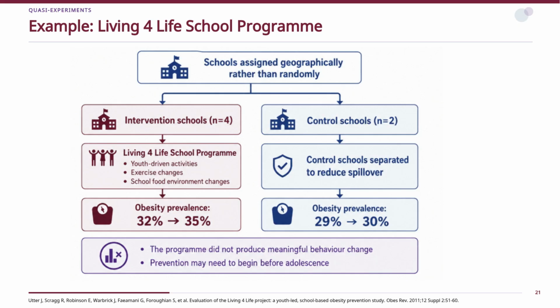The intervention included youth-led activities, exercise, changes to the school food environment, and other activities to encourage healthier behavior. The control schools were located away from the intervention schools to reduce spillover of the program. After 3 years, obesity prevalence increased from 32% to 35% in the intervention schools and from 29% to 30% in the control schools. Overall, the program did not produce meaningful changes in eating or exercise behavior.